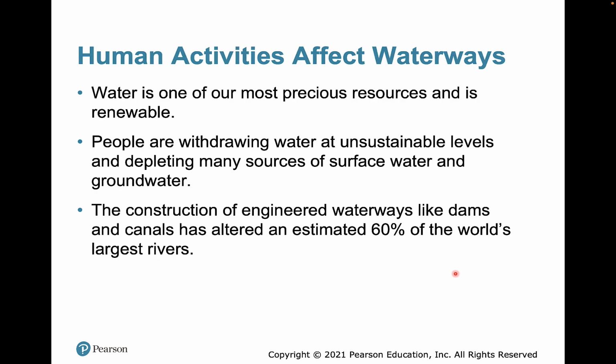We negatively impact waterways. I really don't think the next world war is going to be over land. It might be over food, but I think it's really going to be over water. It is renewable, but we are altering the water cycle similar to the way we're altering the carbon cycle. We're withdrawing water at unsustainable levels and depleting surface and groundwater. We have altered natural rivers. About 60% of the world's largest rivers have been altered by dams and canals. So we've changed the natural flow of these river waterways.